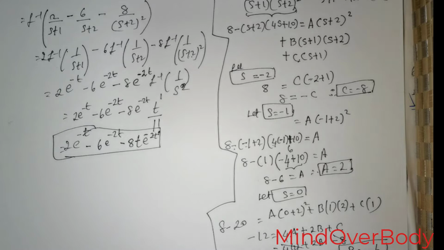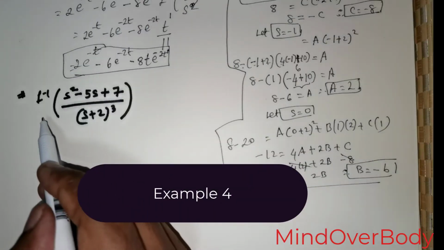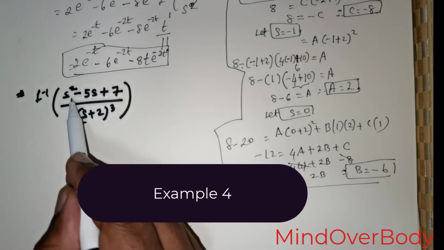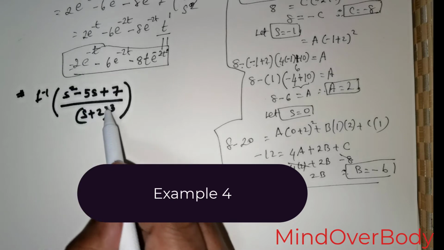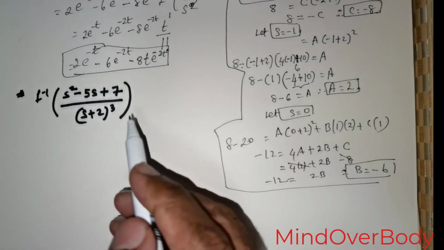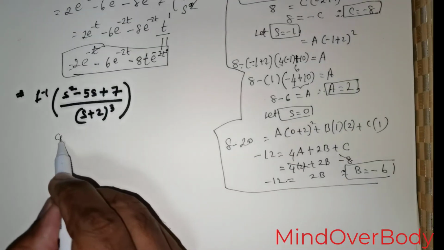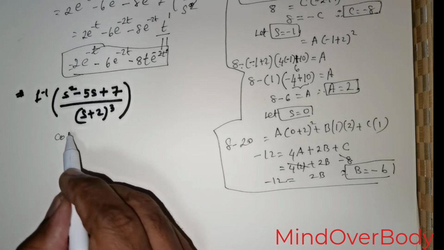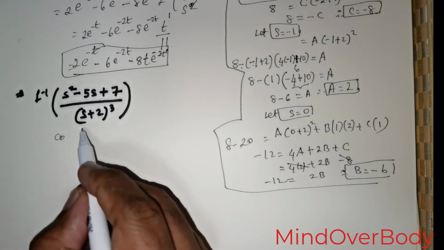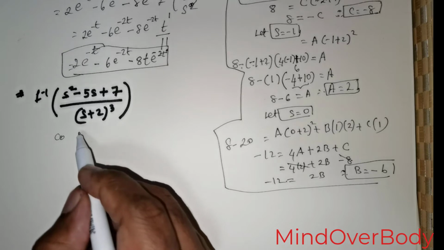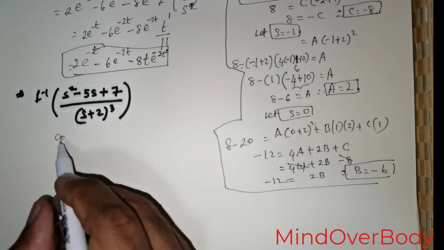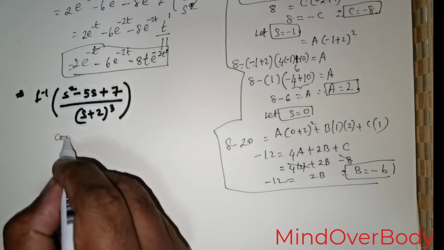Students, we will move on to the next one. Students, we are given this question: Laplace inverse of S squared negative 5s positive 7 divided by S positive 2 raised to the power of 3. Now this is a different way of partial fractions. In other words, we need to adopt a different type to represent this. So that's exactly what I'm going to show to you.